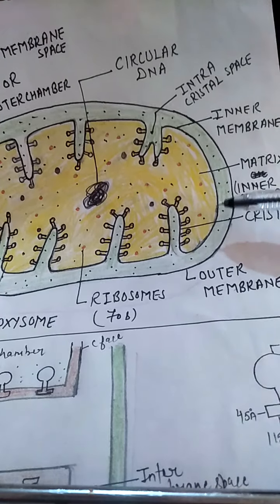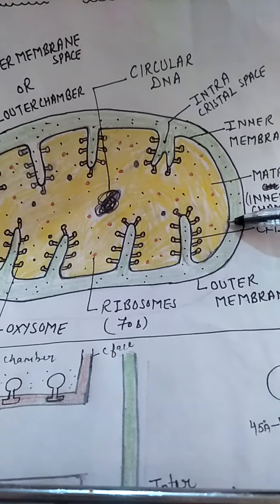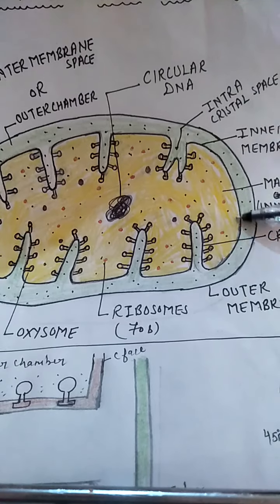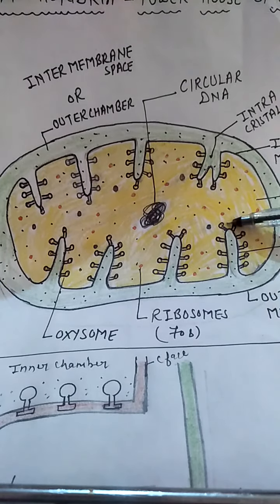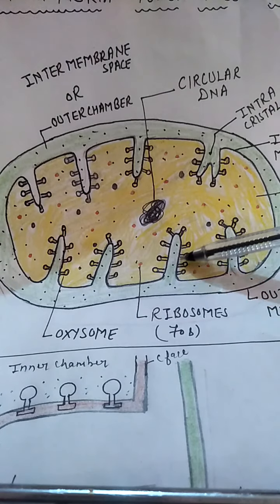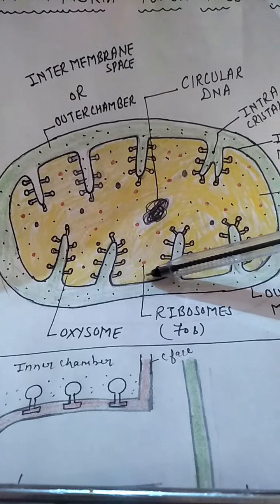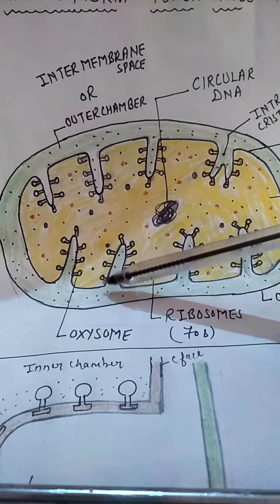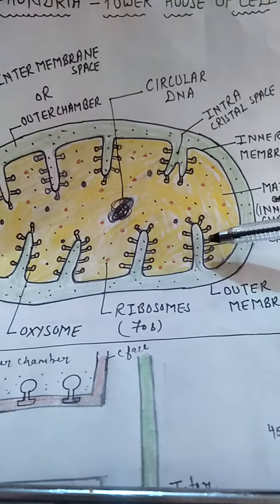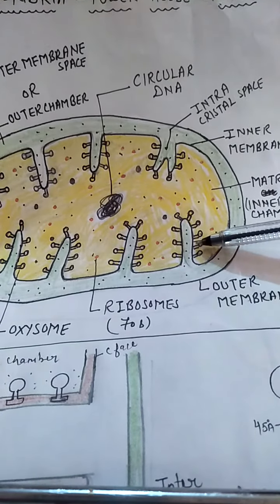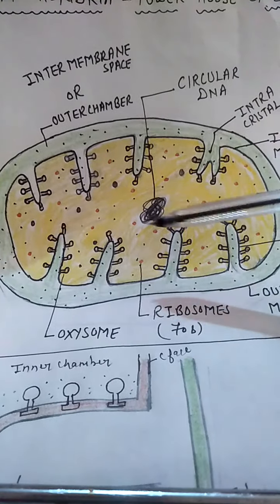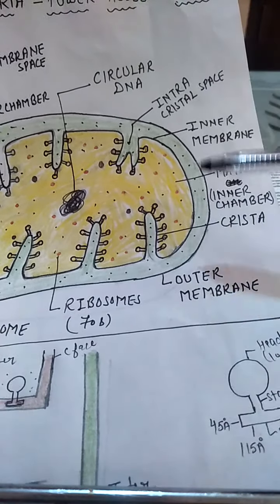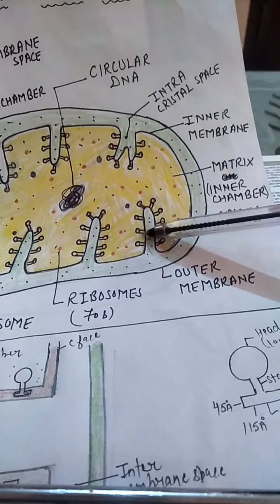Inner to the outer membrane is the inner membrane. This inner membrane is not smooth, it shows infolding. You can see these are projections on the inner side, and they are known as cristae. Single is known as crista, and the plural is cristae. You can see this is the crista.